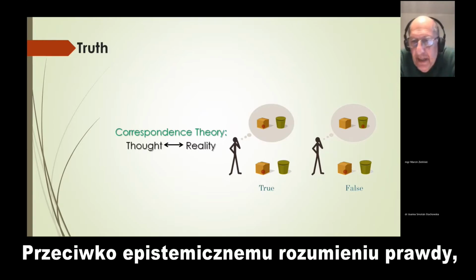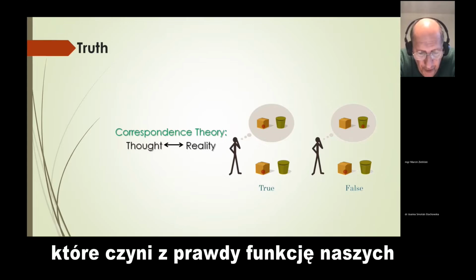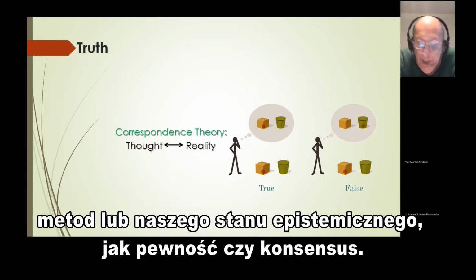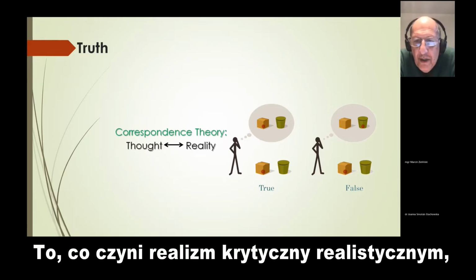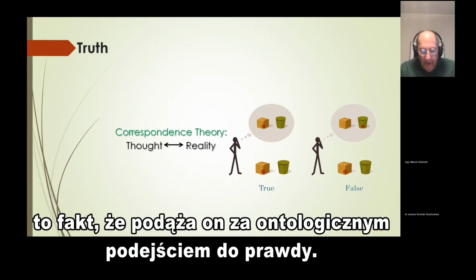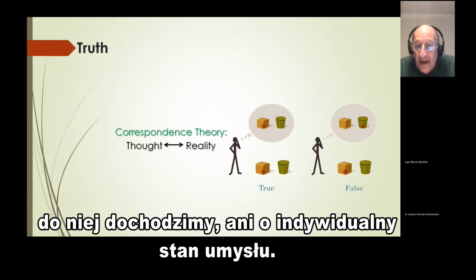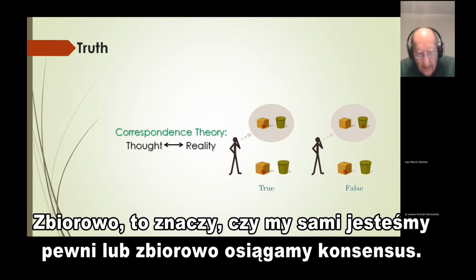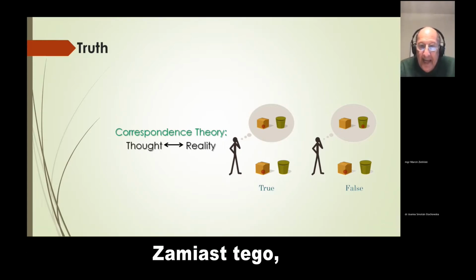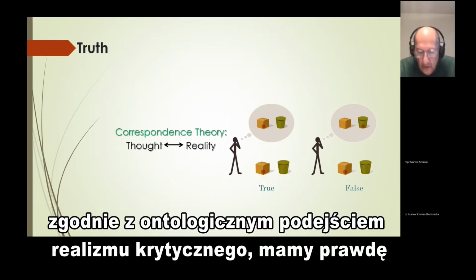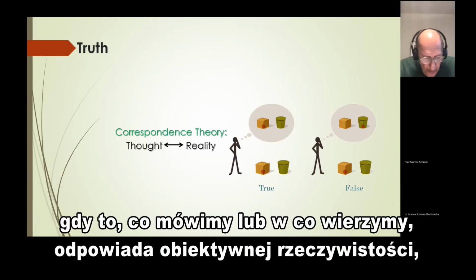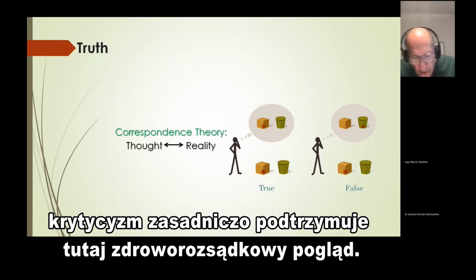Against the epistemic understanding of truth, which makes truth a function of our methods or our epistemic state, like certainty or consensus, what makes critical realism a realist is that it follows instead an ontological approach to truth. According to the ontological approach, truth is not about the methods through which we arrive at it or our state of mind, individually or collectively. That is, whether we ourselves are certain or collectively reach consensus.